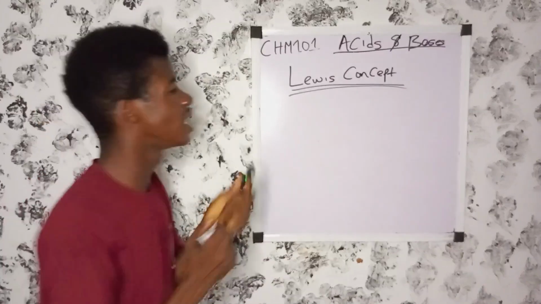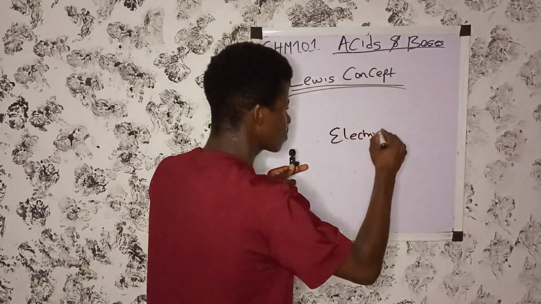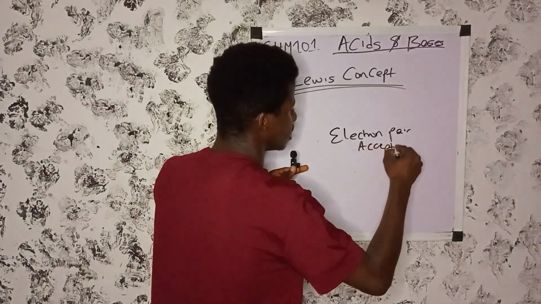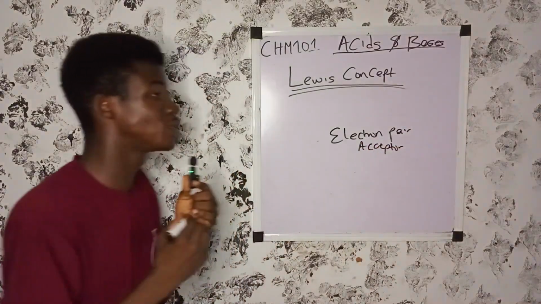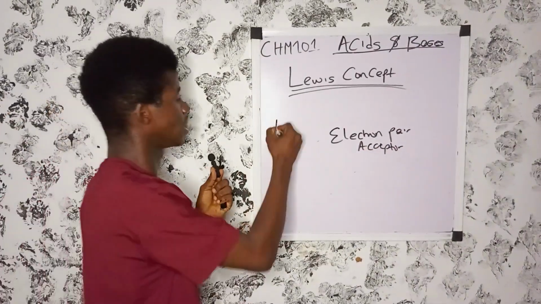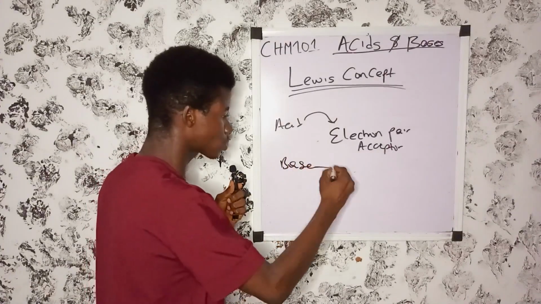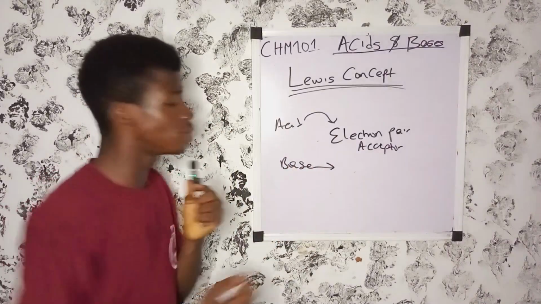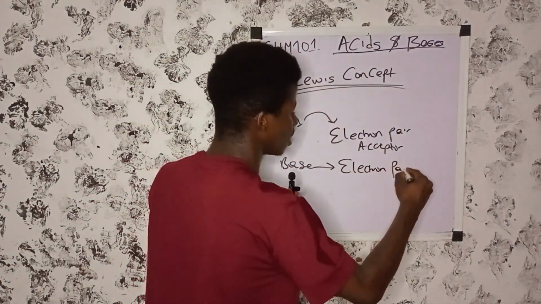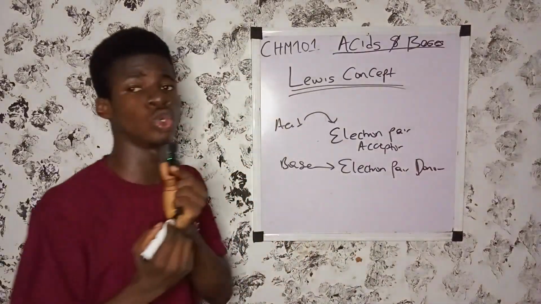In other words, an acid is an electron pair acceptor. Yes, we define an acid to be a substance that is an electron pair acceptor. While a base, then, what is a base to be? An electron pair donor. Yes, an electron pair donor.